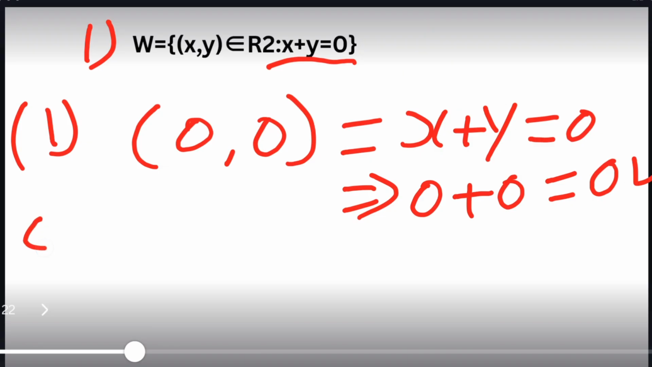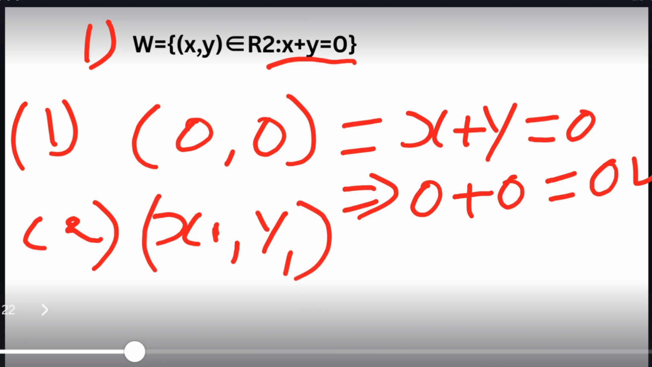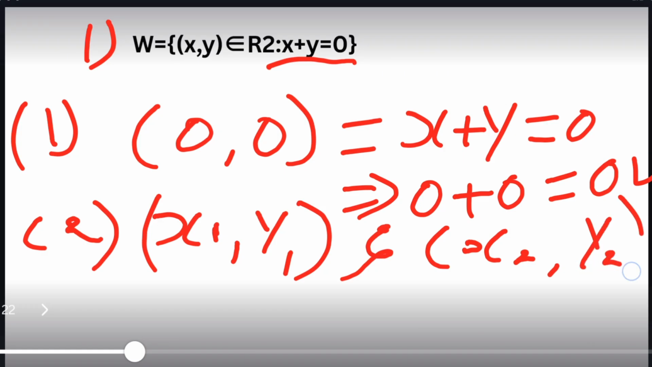Now check the second one, closed under vector addition. How to check the addition? First consider two vectors x1, y1 and x2, y2, both belonging to the set W. Suppose you take u plus v. This is the u and this is the v. So take u plus v.